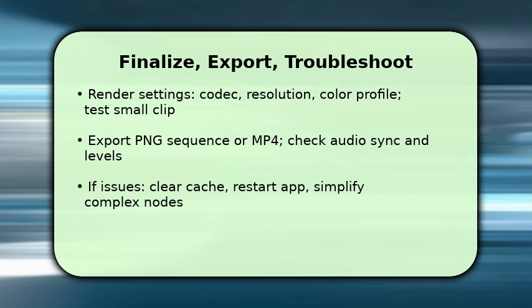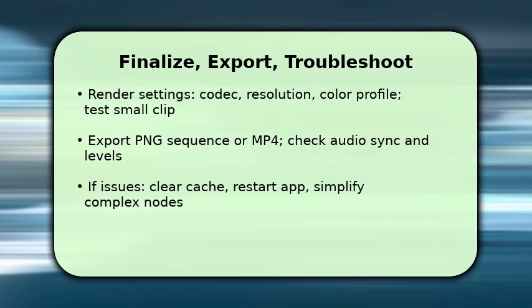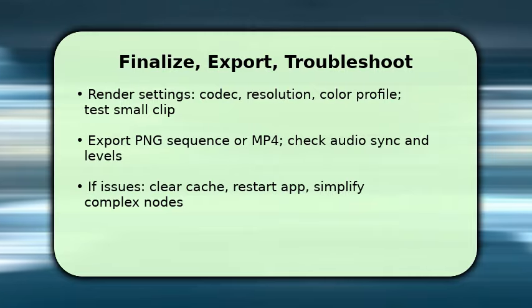If rendering fails or playback stutters, clear the cache and restart Motion Canvas, then isolate problematic nodes by disabling complex expressions. If problems persist, simplify the node graph and re-render the smaller segment before final export.